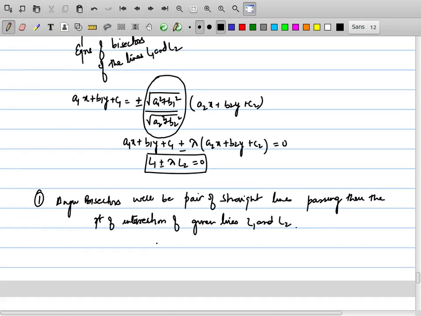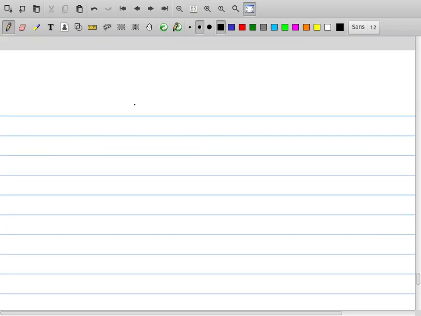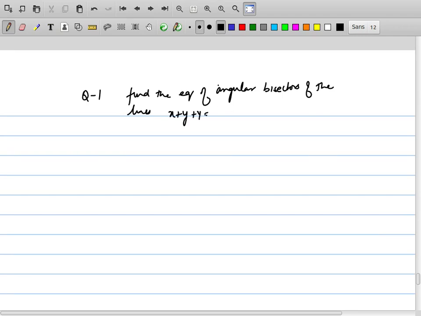Before going on, let's take an example to understand this. Let's say we have a question: find the equation of angular bisectors of the lines 12x + 5y + 4 = 0 and 4x − 3y + 4 = 0.